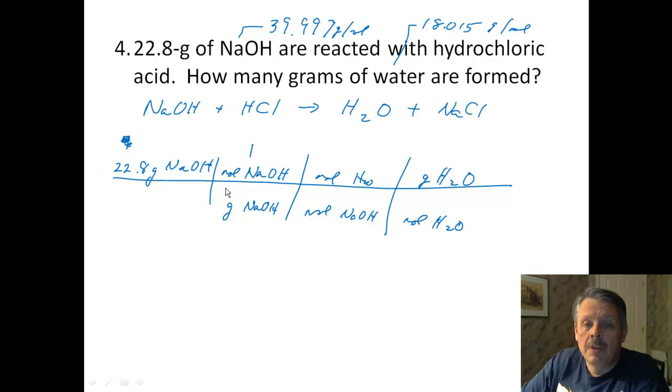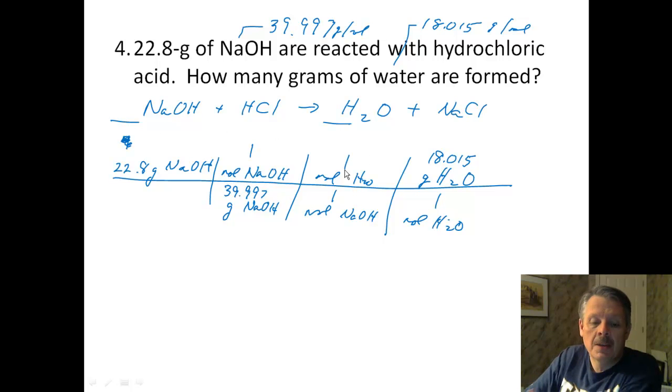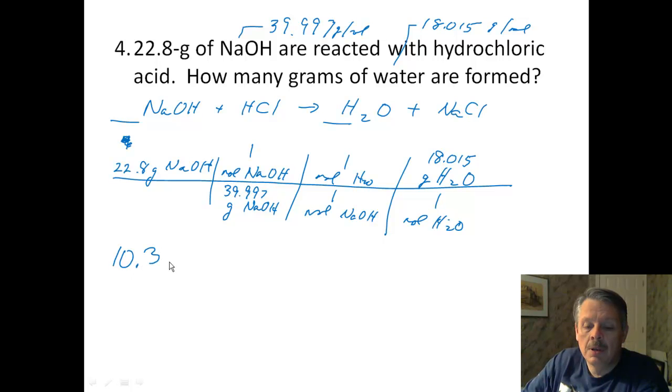1 mole of NaOH weighs 39.997 grams. And 1 mole of water weighs 18.015 grams. And what's my relationship between sodium hydroxide and water? Well, it looks like it's a 1-to-1 relationship. Okay, so that's real nice and easy. So now if I sit down and I do all this math and work it out, I'm going to come out with 10.3 grams of water. Remember, you're multiplying everything on the top, dividing by everything on the bottom.